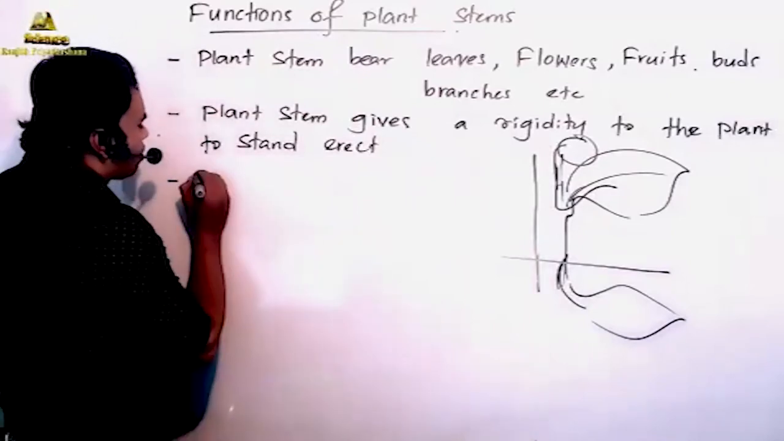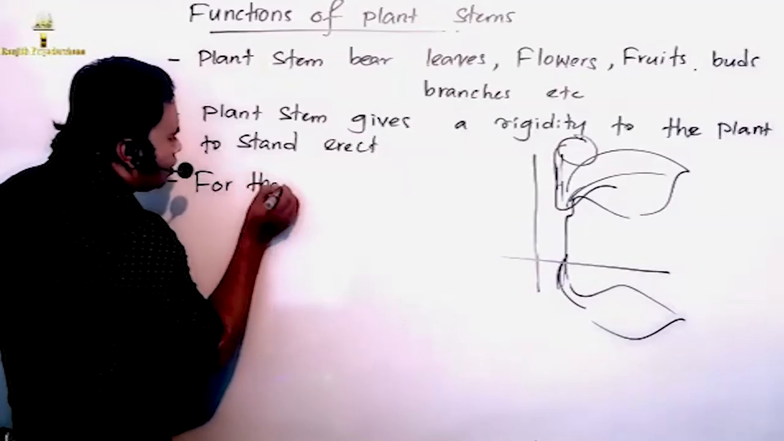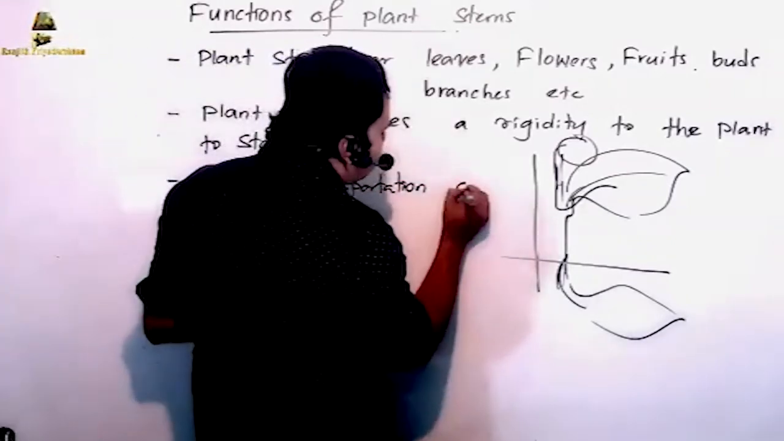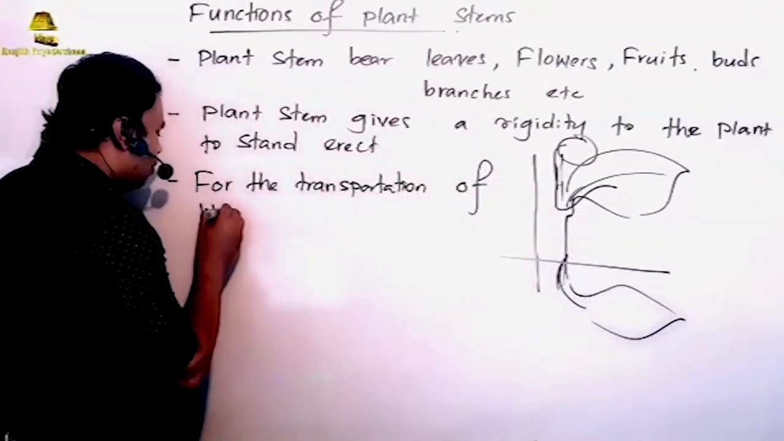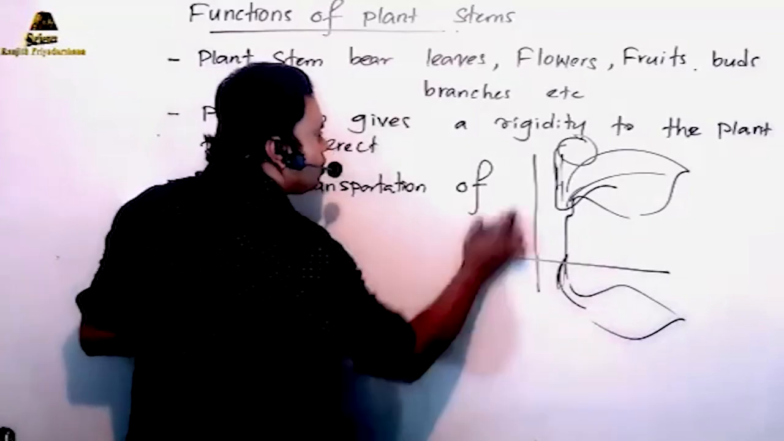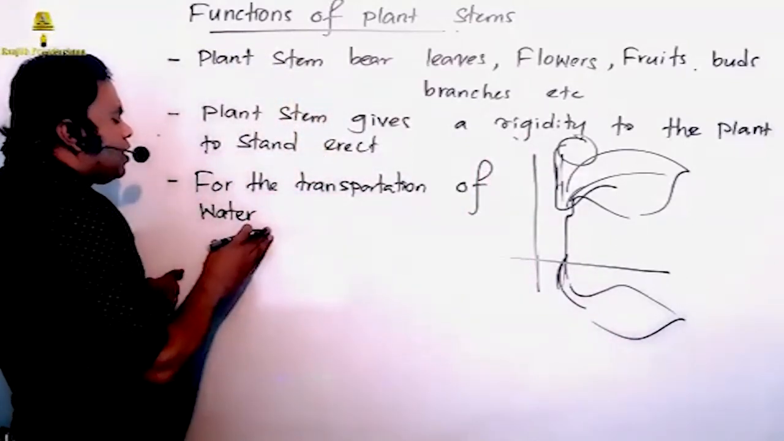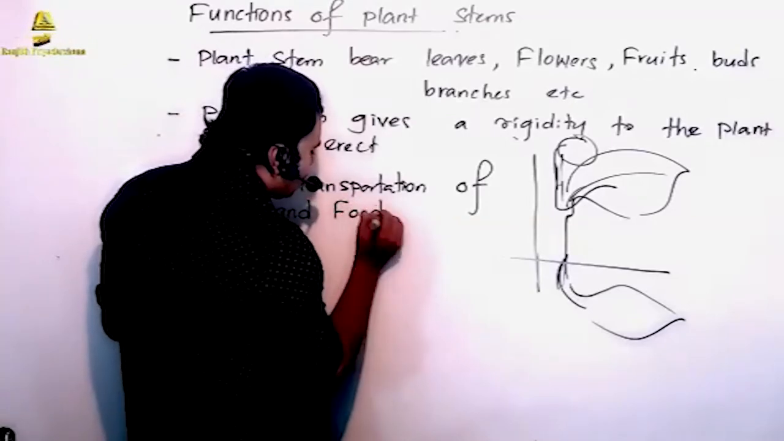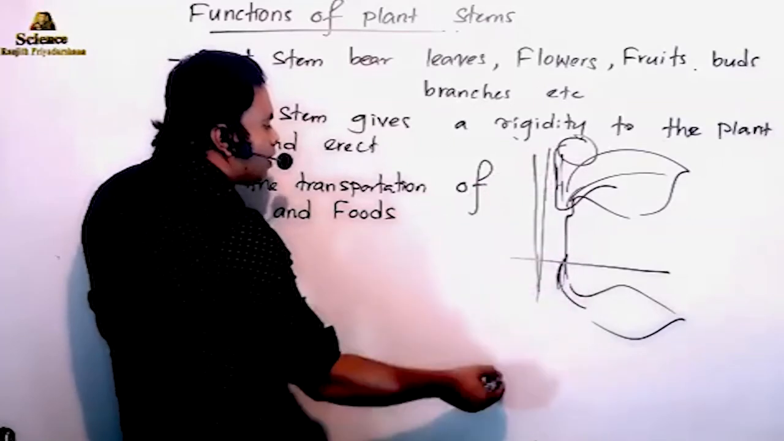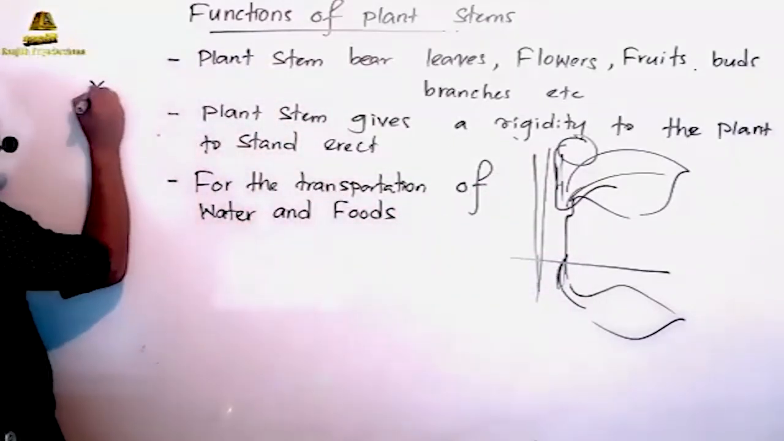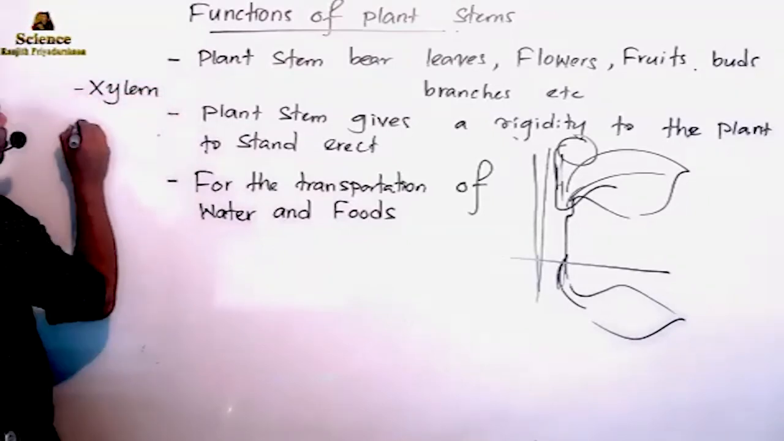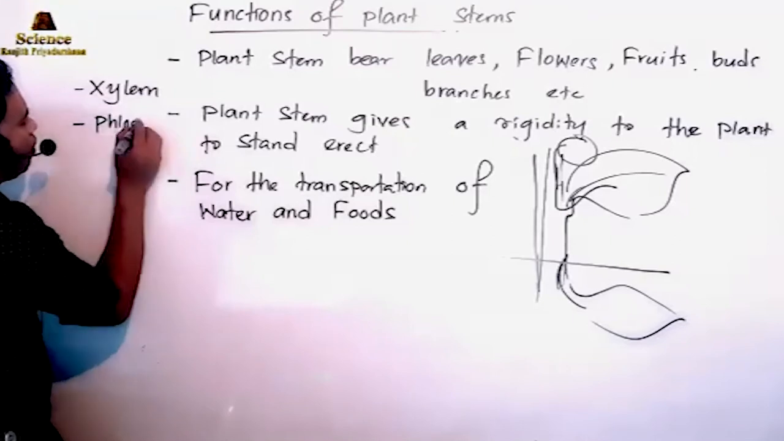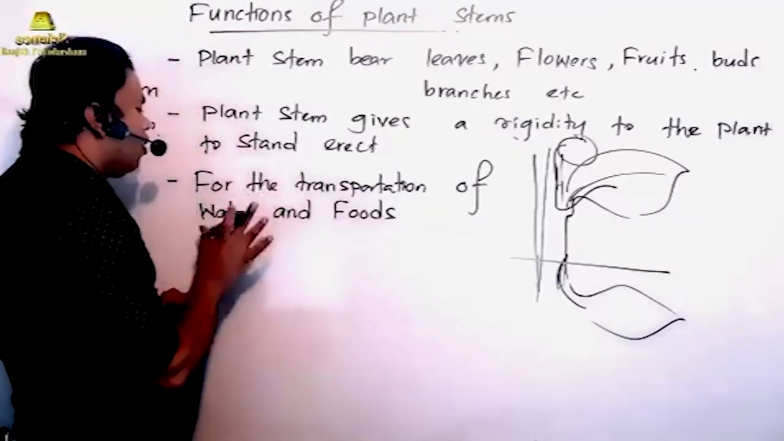For the transportation of water and foods. Water goes only upward, from roots to upper parts. So what's the water conducting tissue? Xylem. And what's the food conducting tissue? Phloem. For the transportation of water and foods through xylem and phloem of the stem.